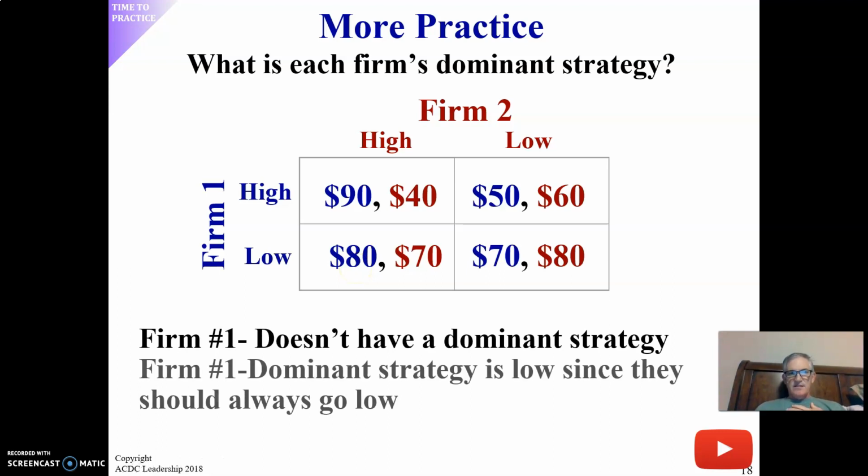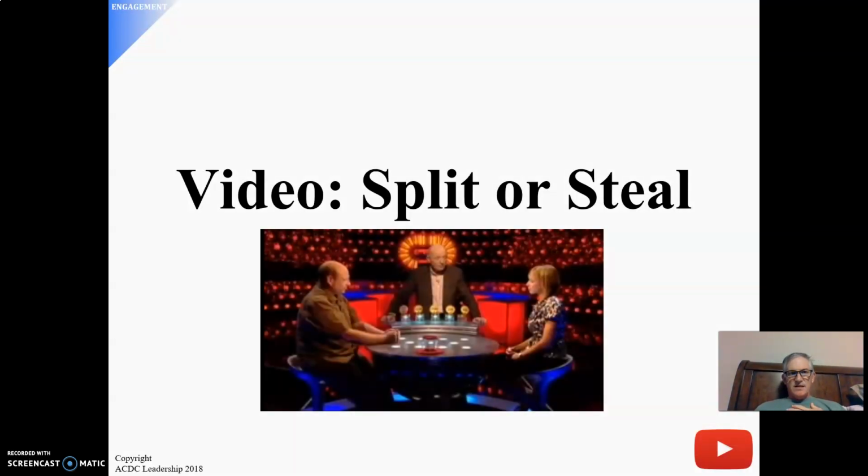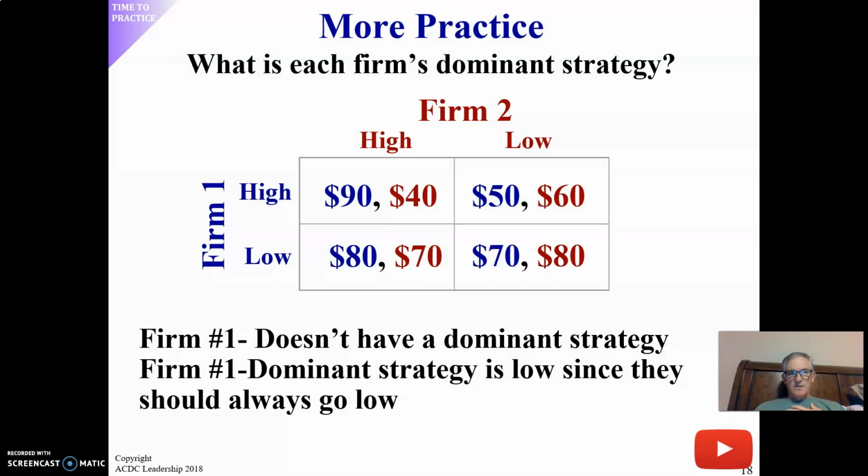I didn't draw on the, and I can't draw, but anyway, if they price high, I want to make $90. Well, if they price low, then I want to make $70. So firm 1 is going to go high in one scenario, low in the other. They don't have a dominant strategy.